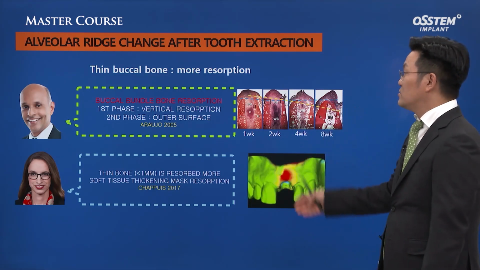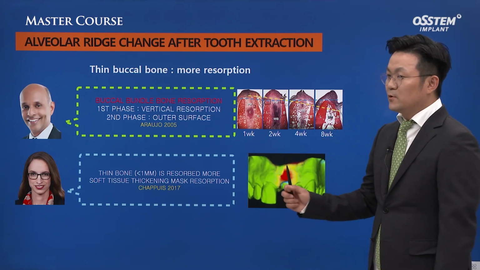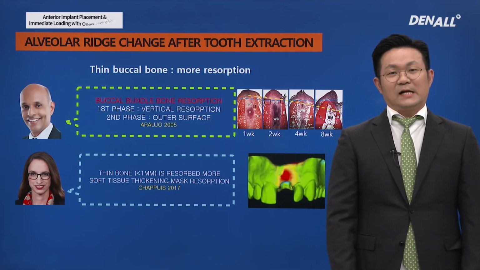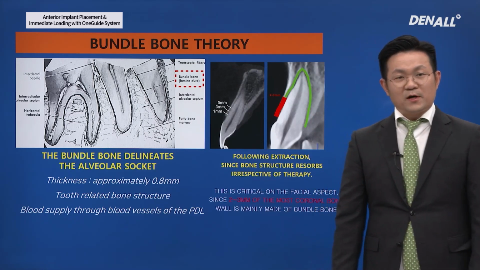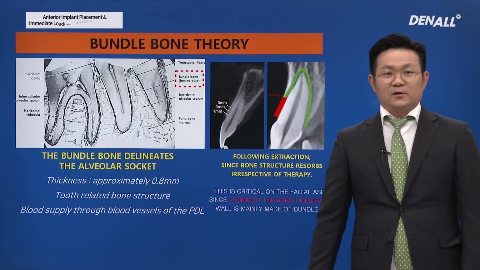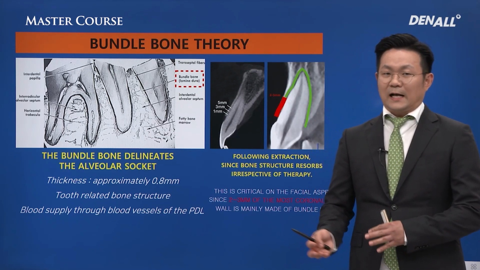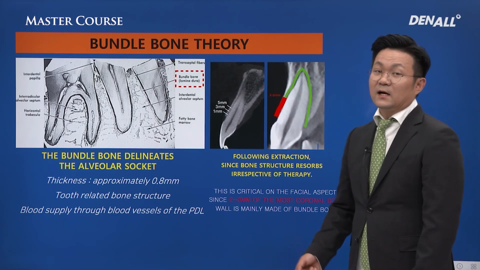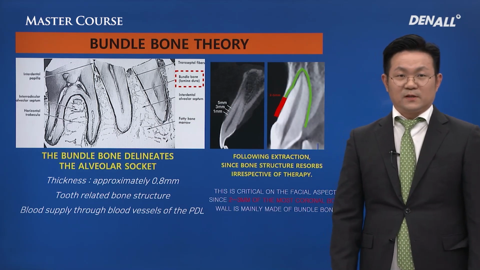So what we can glean from this is after extraction, if you want to place implant, there are a lot of tricky situations and there is no bone left. This is because of the bundle bone theory after extraction. Now, bundle bone, on a computer, you know, bundle bones come together like that. Bundle bone means it's a bone existing because of the tooth.